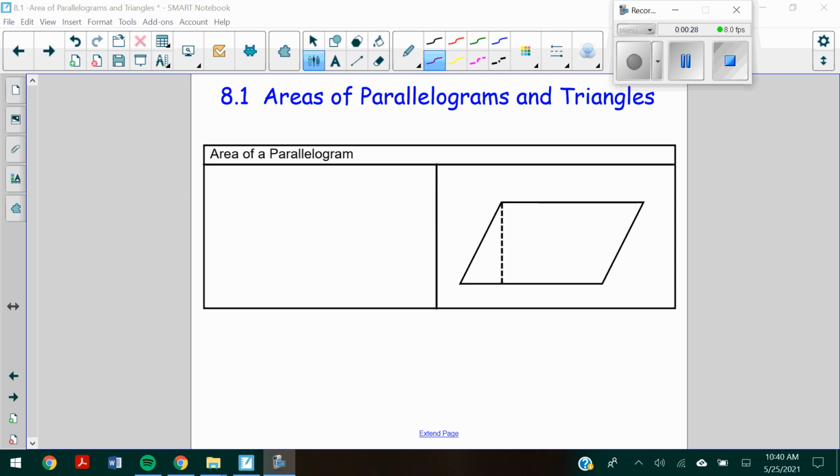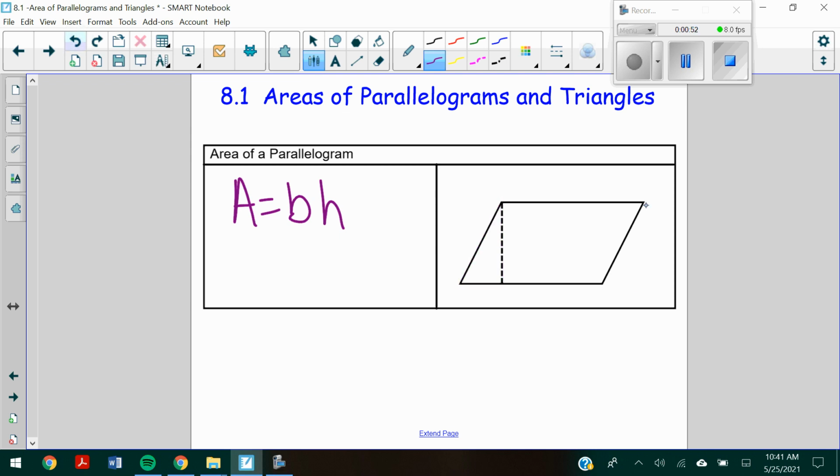So let's go ahead and start with area of parallelogram. So the area actually is just base times height, just like a rectangle, which is really simple because if we take this rectangle here and I was to cut that off and slide it down, it's actually going to fill in that space and make a rectangle. So I'm just going to get rid of those.